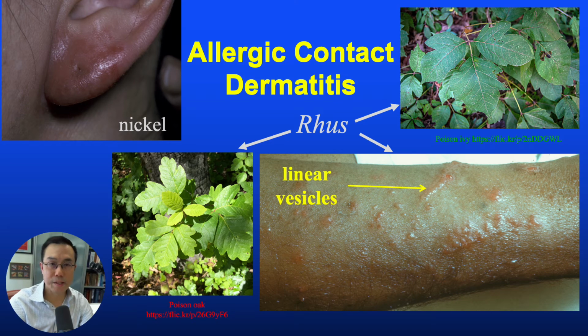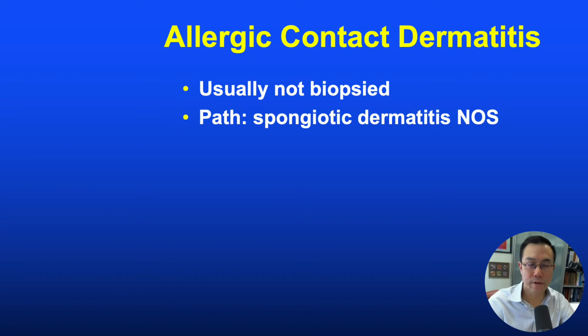Which brings us now to the prototype of acute spongiotic dermatitis, allergic contact dermatitis, frequently mediated by the Toxicodendron genus of flowering plants causing poison oak and poison ivy. And shown here in the upper left is the common nickel allergy as well. And so with these very distinctive clinical presentations of allergic contact dermatitis, it's not surprising that it's not usually biopsied.